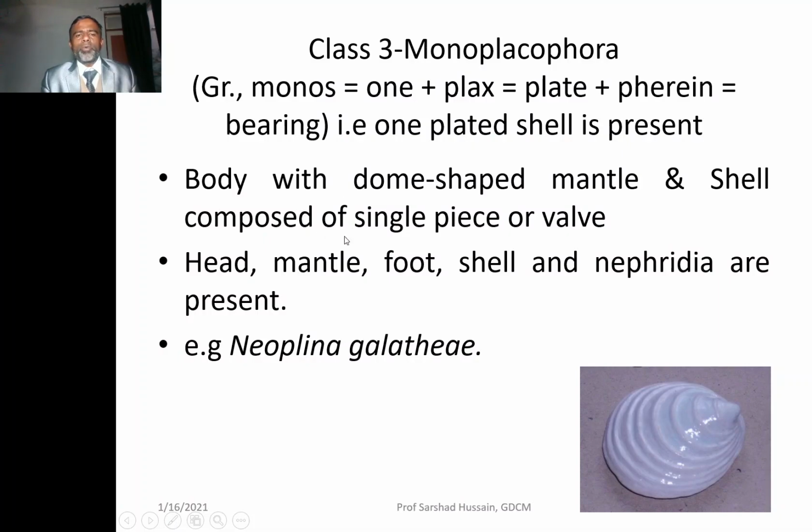And the shell is composed of a single piece or valve. So only one shell is present. It doesn't have two parts. Head, mantle, foot, shell, and nephridia are present. Examples are Neopilina and Galathea.